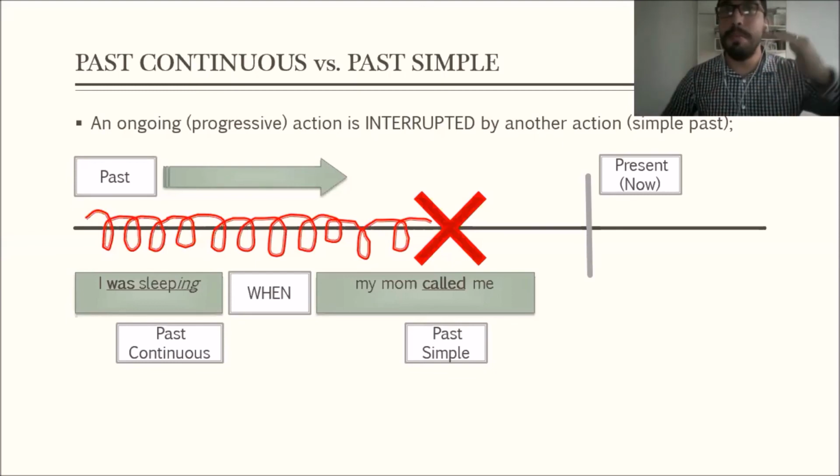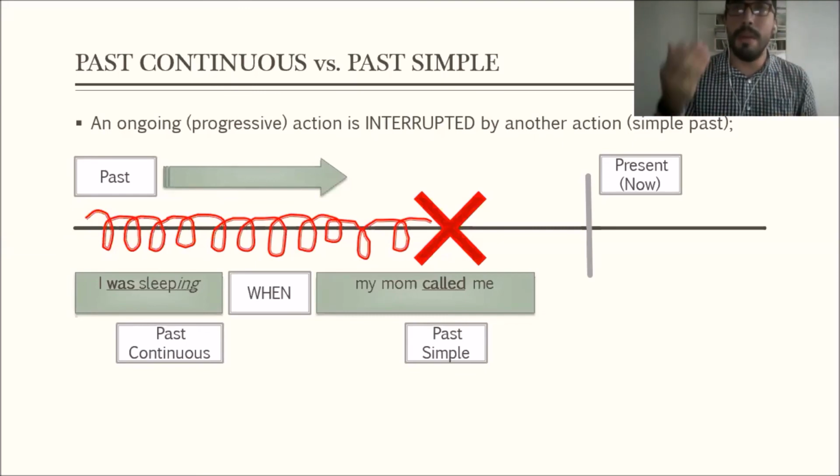So that's the past continuous versus the past simple. When you're telling stories and you're talking about facts in the past, and you're talking about an action that had a duration, a progressive action, and you want to tell that something interrupted it, you have to use those structures, okay? The past continuous first, and then the past simple. And don't forget to use the word when.